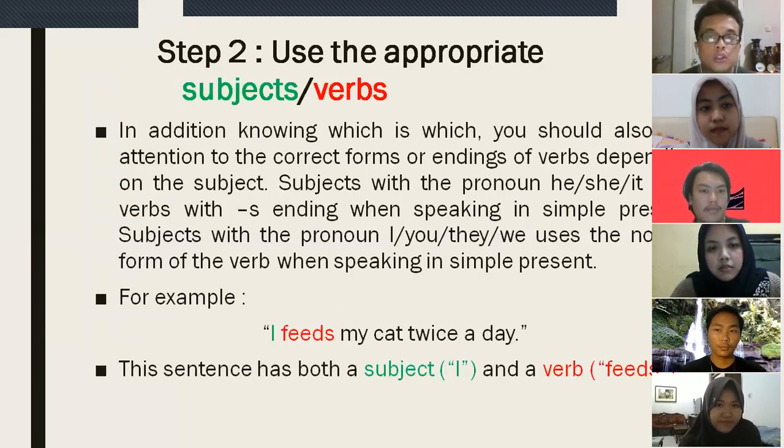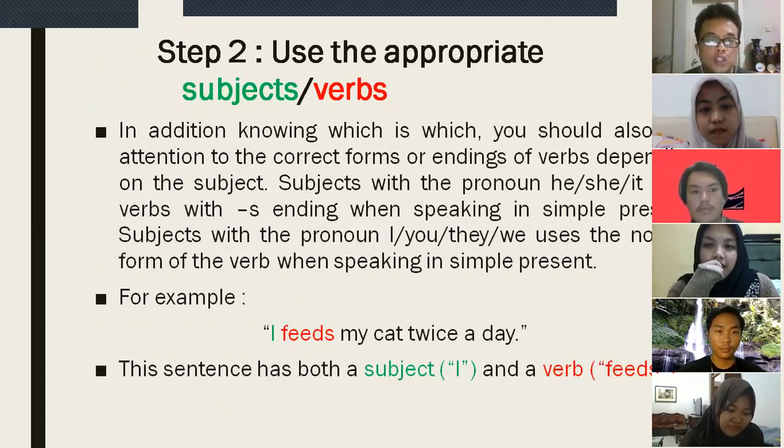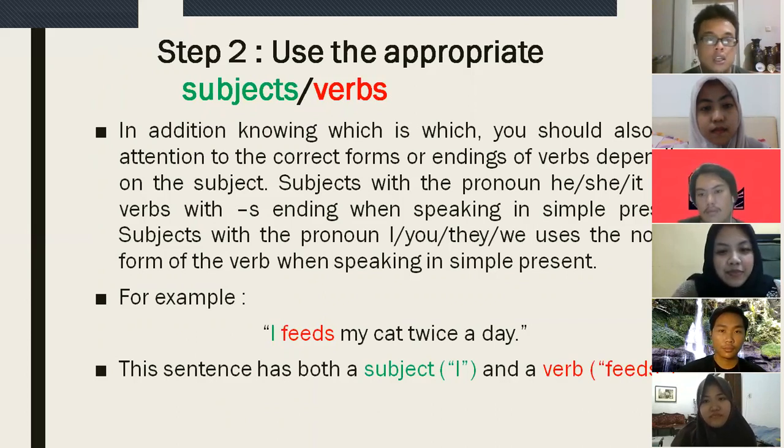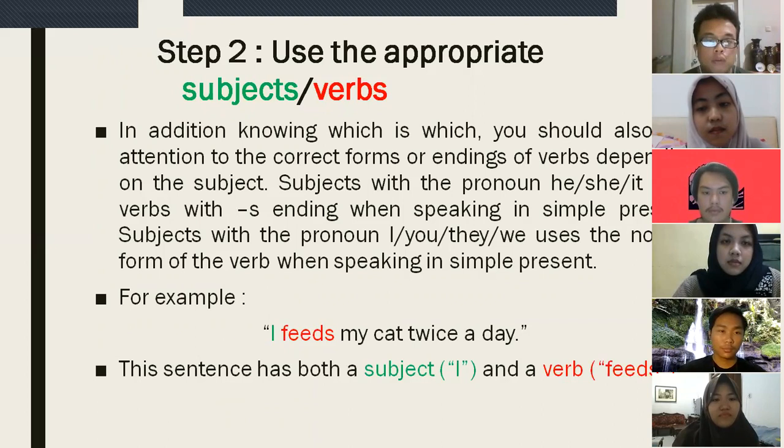Step 2, use the appropriate subject or verbs. In addition to knowing which is which, you should also pay attention to the correct forms or endings of verbs depending on the subject. Subjects with pronoun he, she, or it use verbs with s as ending when you're speaking in simple present. Subjects with the pronoun I, you, they, we use the normal form of the verbs when speaking in simple present. For example, I feeds my cat twice a day.